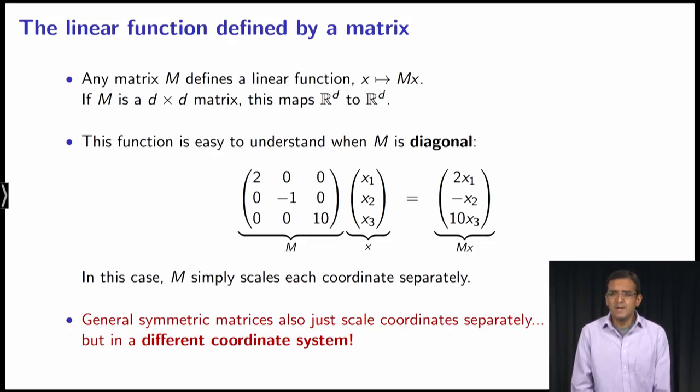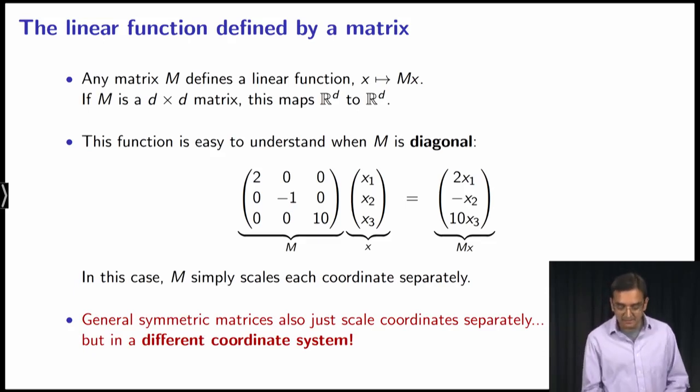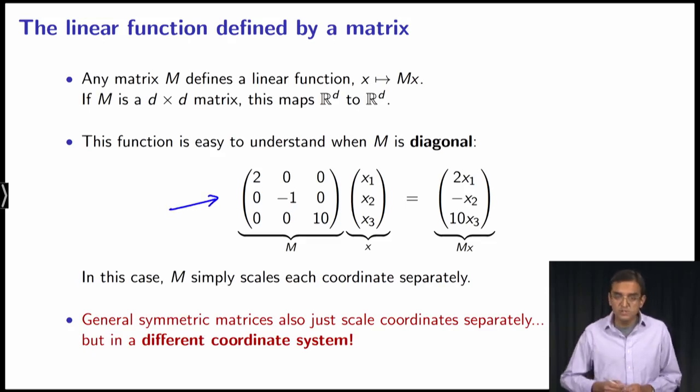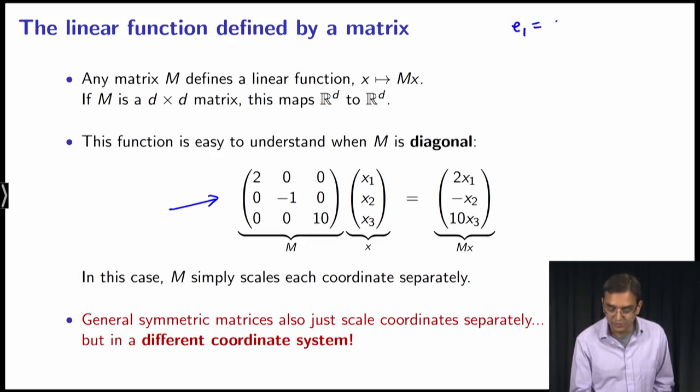So what might these natural coordinates be? How might one define them? Well, if we look at this diagonal example over here, what we are saying is that for a diagonal matrix, its natural coordinates are just the regular coordinates. So for example, the x1 coordinate, which we can write like this.